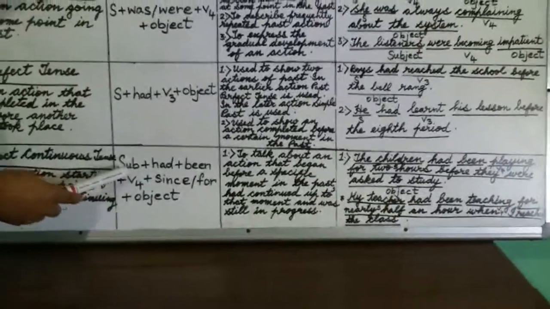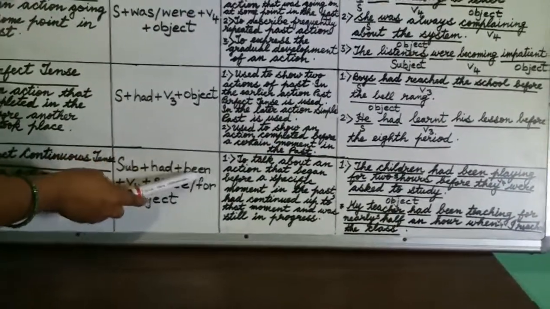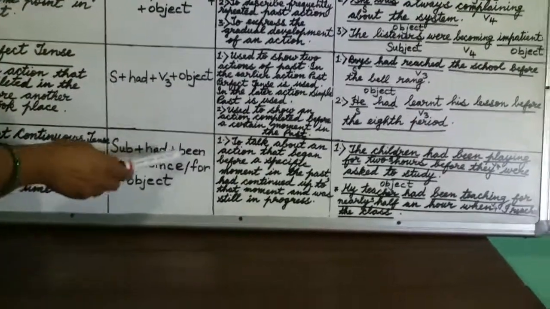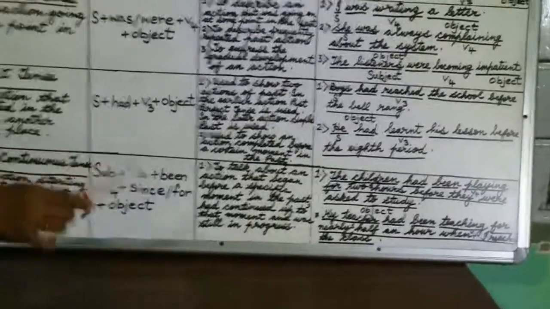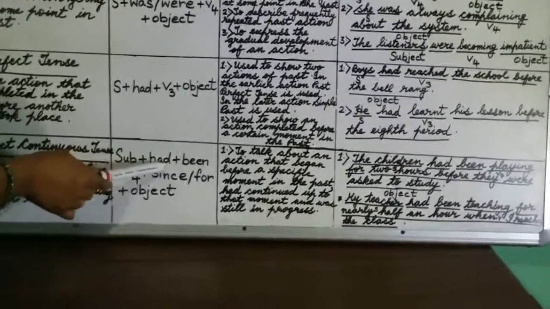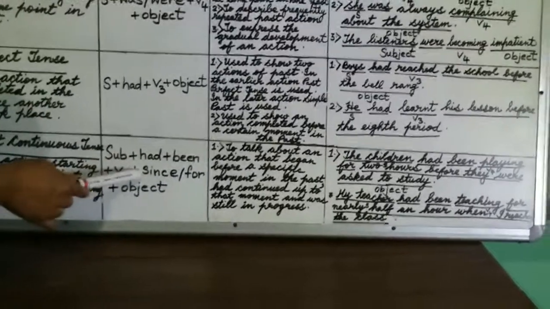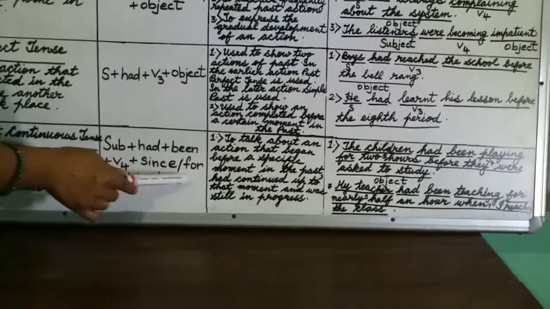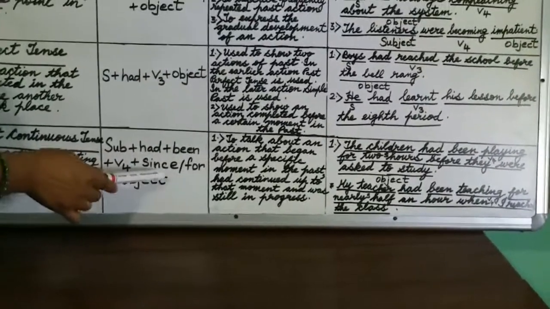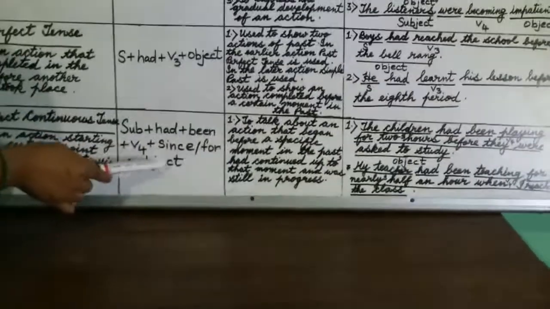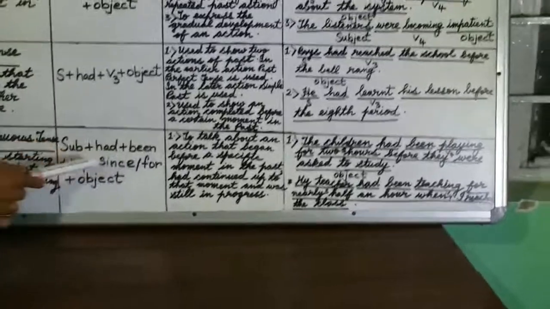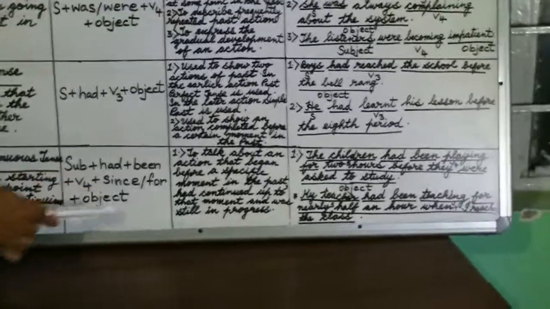The structure of past perfect continuous tense is subject plus had plus been. Why? Because in continuous tense we use been. It is mandatory, very essential to use been. Without this, the structure will be wrong. So subject plus had plus been plus before plus since or for according to suitability. For a point of time we use since, and for a period of time we use for, and plus object.